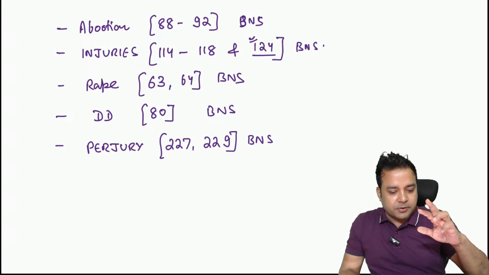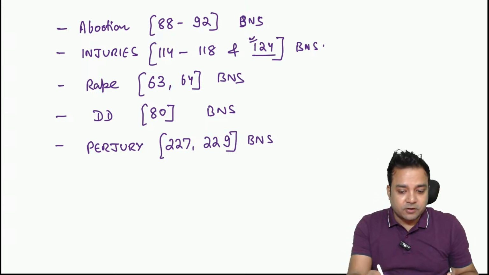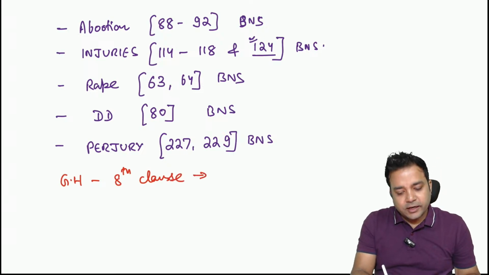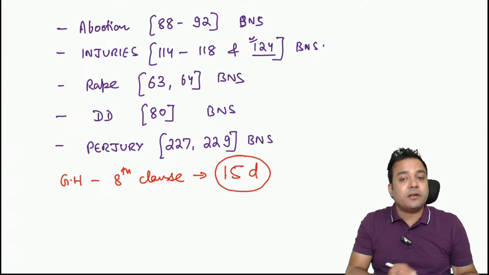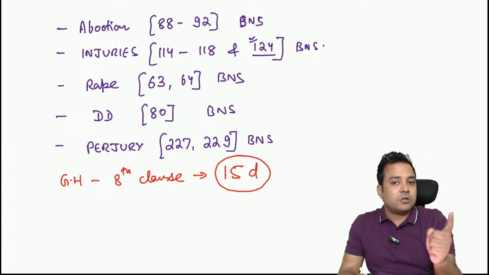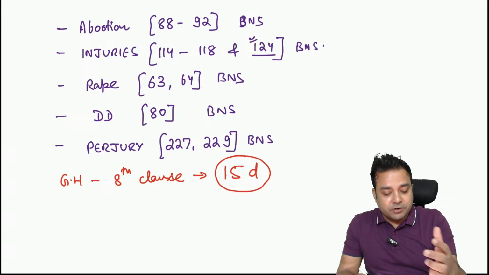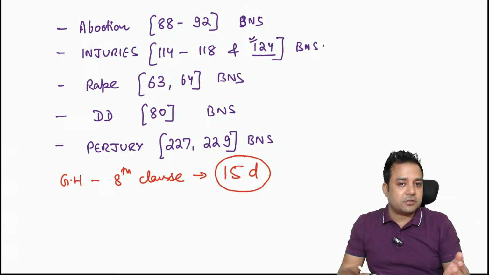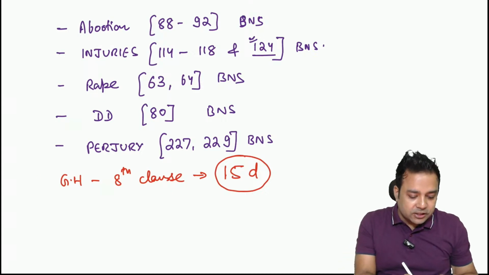Where is the important change? In the clauses of grievous hurt, keep that in mind. Grievous hurt, 8th clause. What is the change there? Instead of 20 days, if the person goes into severe body pain or is unable to do his routine pursuits, daily routine activities or ordinary pursuits for 15 days, hurt will become grievous. This is one of the significant changes.